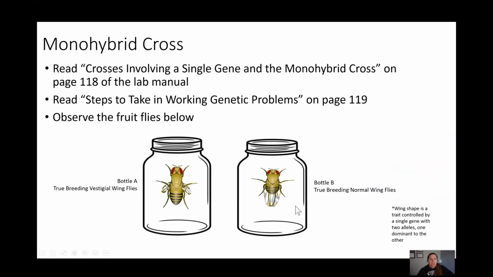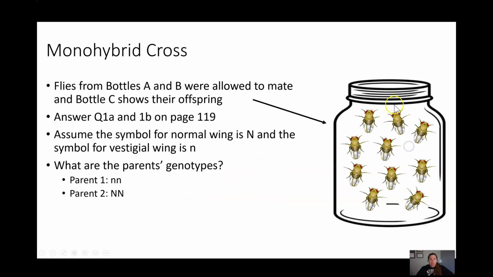So again, here are your parents. We have a fly that has vestigial wings, true breeding, and a fly that has normal wings, also true breeding. These 2 flies were crossed, and their offspring are shown here. So go ahead and pause the video, ask yourself which is the dominant and which is the recessive trait, and write those in on questions 1A and 1B on page 119.